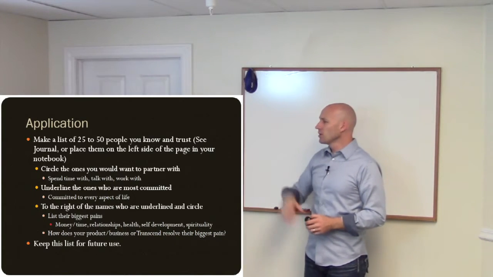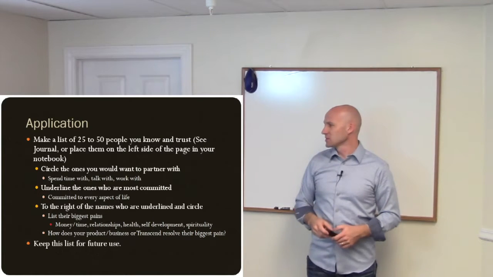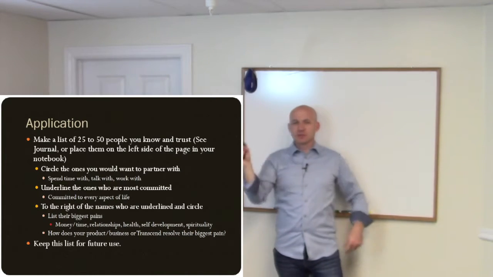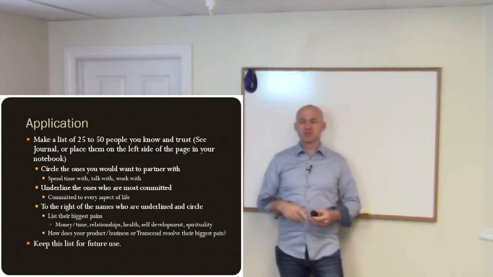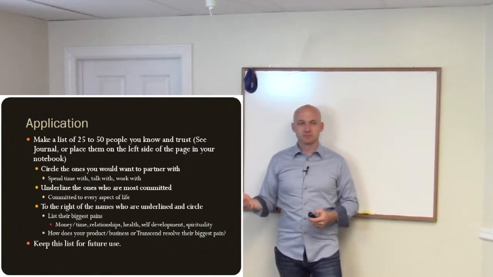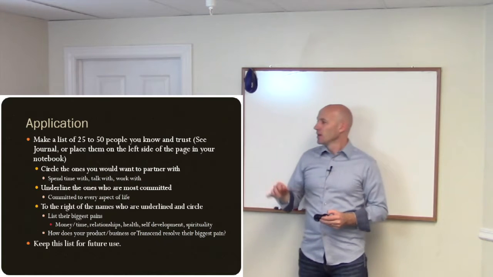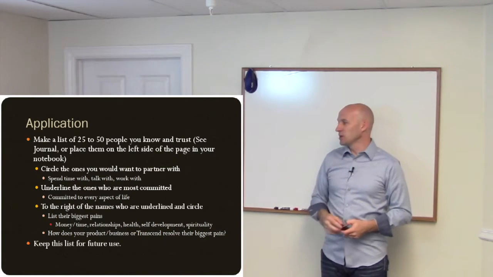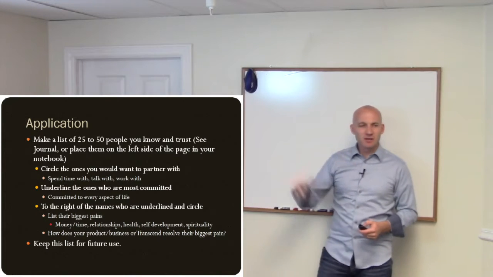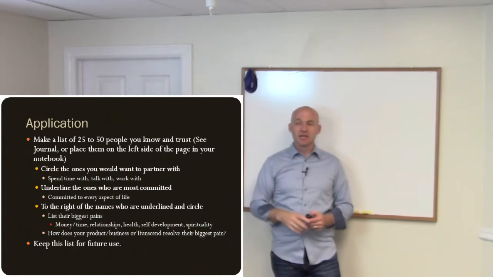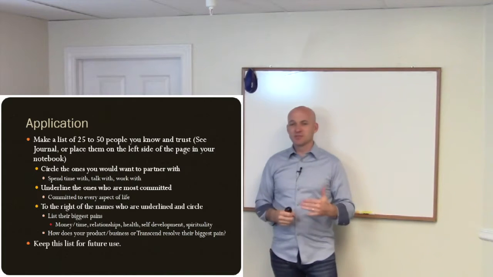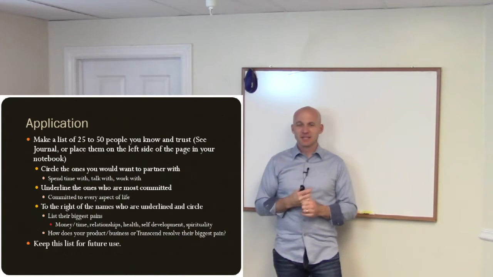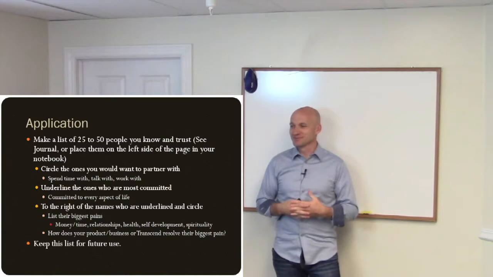You're going to circle the ones you'd want to partner with, spend time with and talk to. So once you get this list of people, go through and circle the names of all the people that you'd want to spend time with. Okay? Then you're going to underline all the ones that are most committed in their lives, committed to all those things. Underline those. Now what you're going to find is you're going to have some names that are underlined and circled both. Guess who the people you want to approach are?